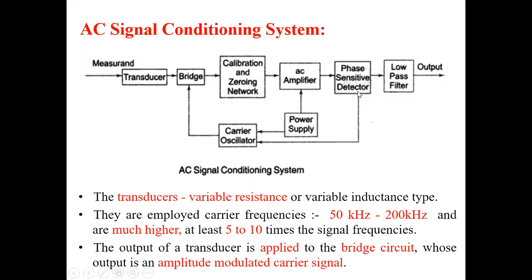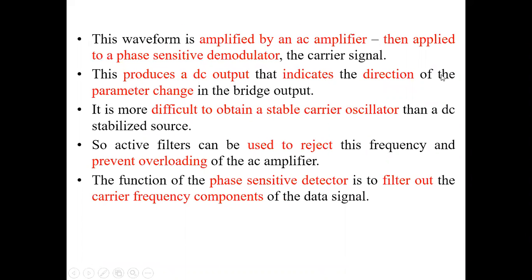Here, why do we use a low pass filter? The low pass filter is the one which allows only the low frequency signals, and the high frequency signal is nothing but the carrier signal, and this carrier signal has been completely eliminated. Therefore the low pass signal, which is equal to that of the physical parameter that is measured, is allowed by the low pass filter, and finally we get the output. So that is how we have the AC signal condition system.